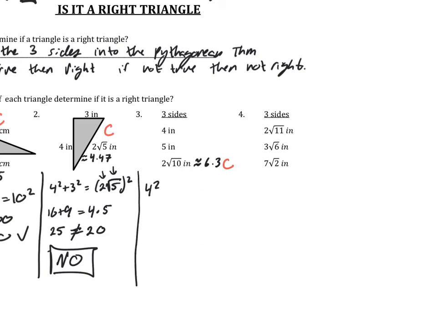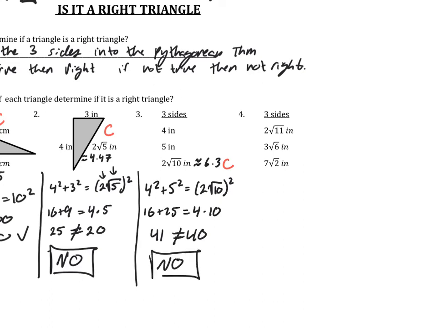So we're going to have 4 squared plus 5 squared equals 2 times the square root of 10 squared. Okay. So let's see, that's 16 plus 25. And then that is going to be 4 times 10. So we're going to end up with 41 equals 40. That is not true. So this is not a right triangle. Let's do one more.